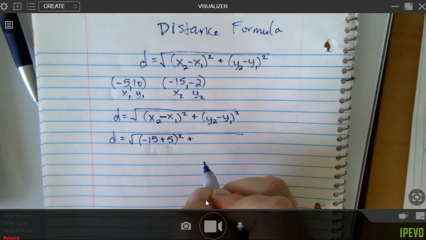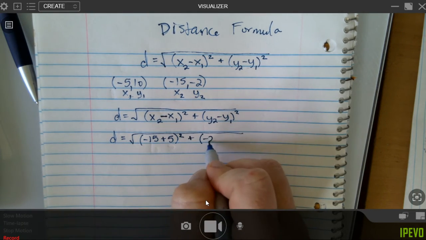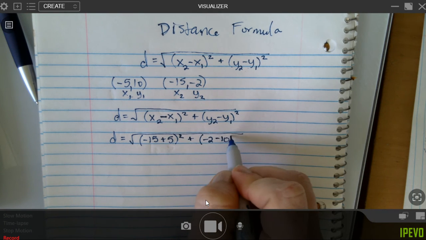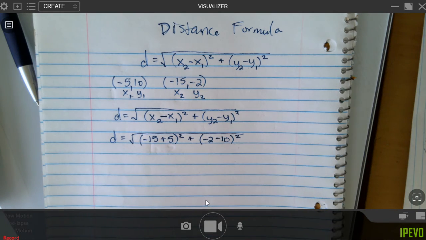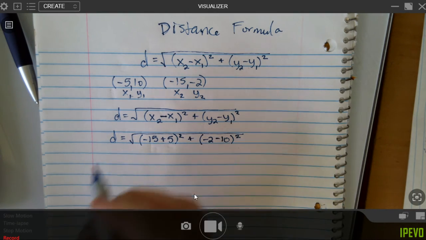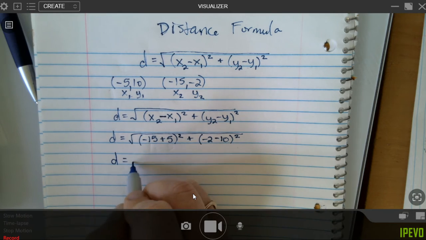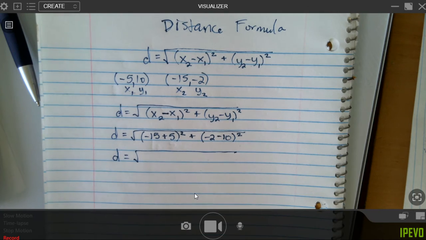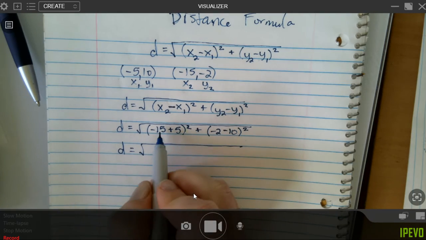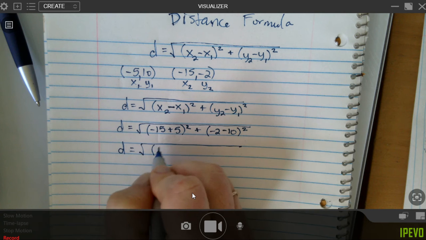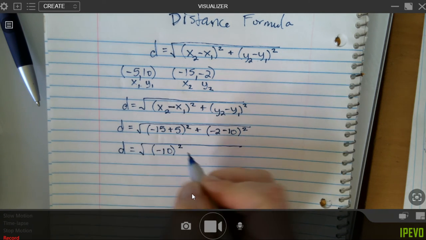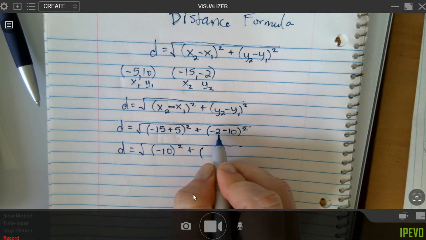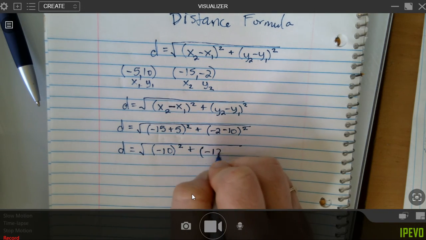Now we look at the y's. y2 is negative 2. y1 is a positive 10, so I'm going to minus 10. It's very easy to make mistakes with your negatives here, so be careful in your notes and showing your work. So d equals, now I'm going to start simplifying, and I just take it one step at a time. If you try to do too much, you're likely to make a mistake. So negative 15 minus 5 is negative 10. Negative 2 minus 10. So you owe $2, you owe another $10, negative 12 squared.